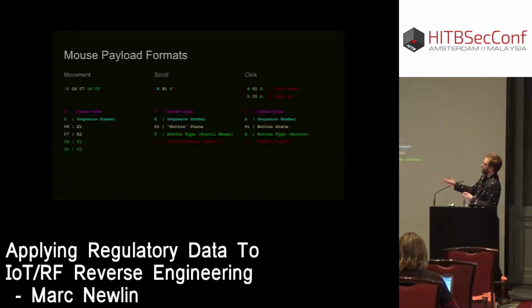And so in this case, we have a sequence number, which is 1 nibble. We have a 1 nibble frame type, which changes between movement versus scroll and click. Scroll and click have a button state, so that's going to be down or up. We have a button type, which is either scroll wheel or a regular button you can click. Then we have the button delimiter, so left, right, scroll, up, down, etc. And getting this data is just a matter of going through the motion of literally moving the mouse and seeing what changes.